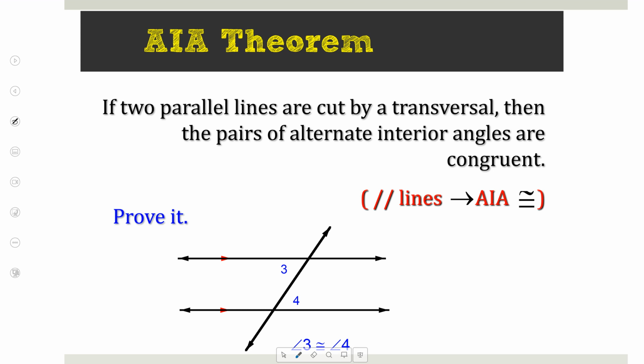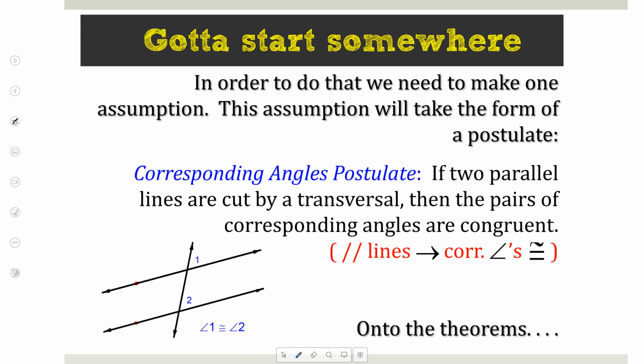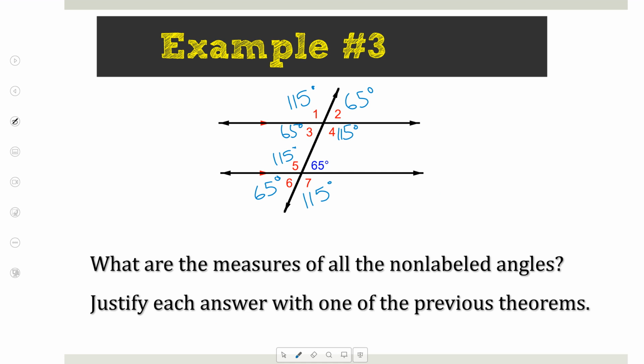Next theorem. The alternate interior angles are also congruent. Again, if the lines are parallel, then the alternate interior angles are congruent. If we go back to our picture here, angle 5 and angle 4 are congruent. Angle 3 and the 65 are congruent. Okay, so Kieran, why is angle 4 115? Because it's an alternate interior angle to angle 5. Why is angle 3 65? Because it's an alternate interior angle to the 65-degree angle.